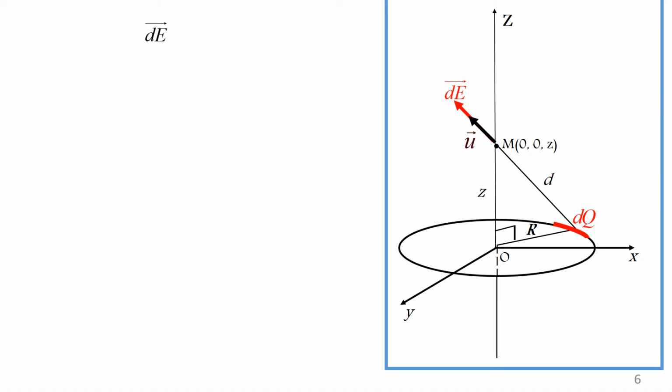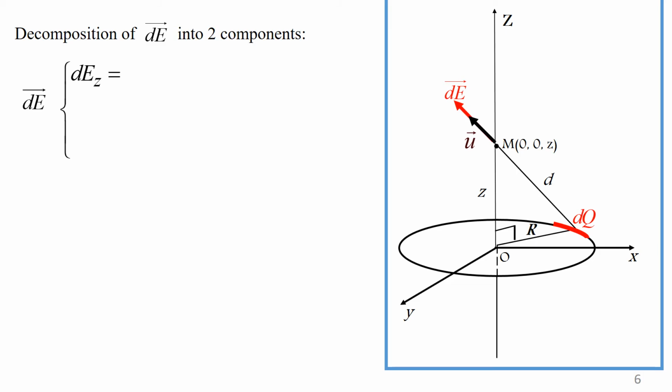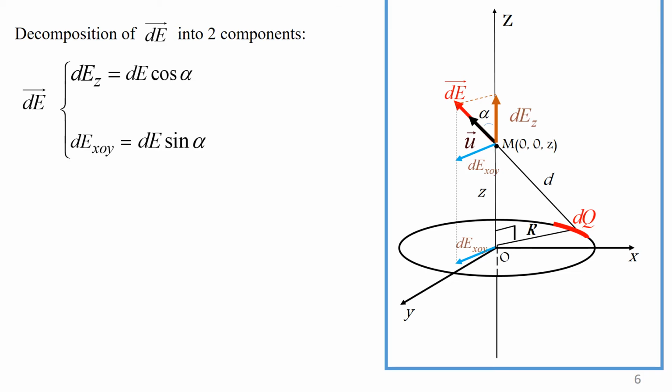The solution here is to decompose dE into two components. dE has two components: dE along the z-axis, and dE xy on the plane xy. Look at the presentation here, dEz, and I show the angle alpha, and the other component dE xy on the plane. I can put it here, it is the same, and mathematically we can write dE cosine alpha and dE sine alpha.